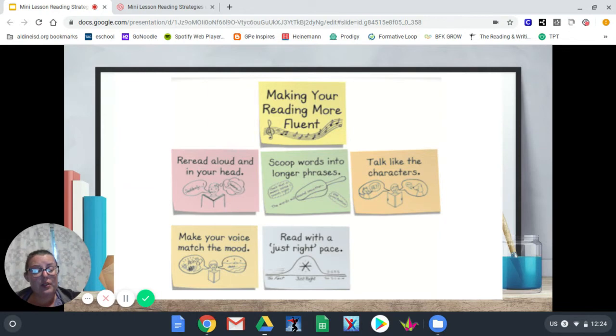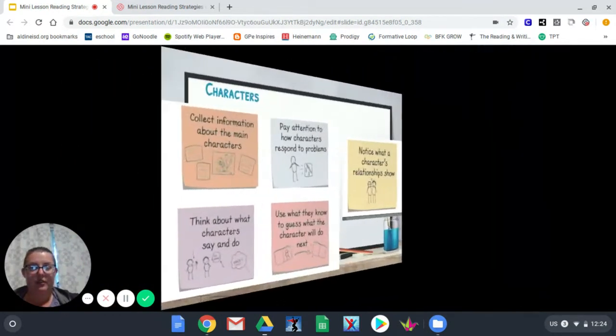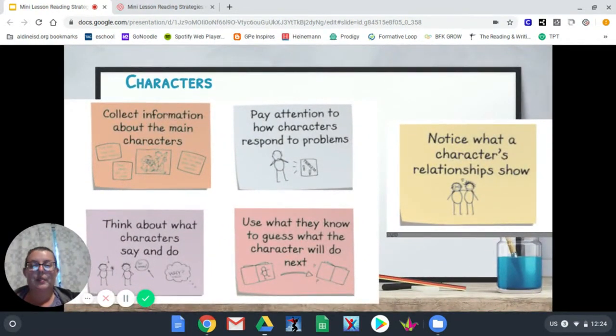But another chart we used was also a character chart. We paid attention to how characters respond to problems. We noticed what characters' relationships show. We also thought about what a character is going to do next. So these are some strategies that your stop, think, jots could be used to show. You could have a bunch of stop, think, jots about your character feelings, and you might think about choosing the purple one right here that says think about what characters say and do. You might use that.